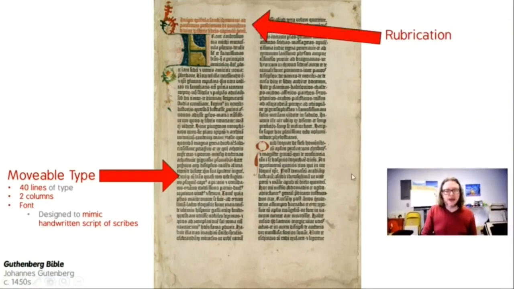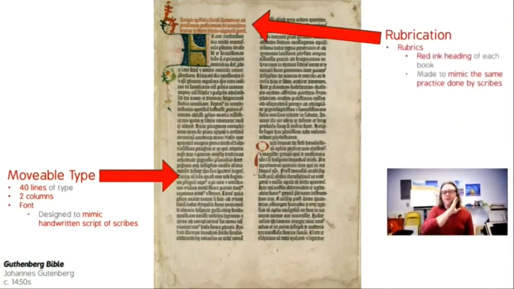Then there's what's called the rubrication. That's this little bit up here in red. They're called rubrics. And this would have been a red ink heading of each book that was made to mimic the same practice that the scribes had. They would write this little heading before chapters or at the beginning of a book, rather, a book of the Bible. And initially, he printed those, right?